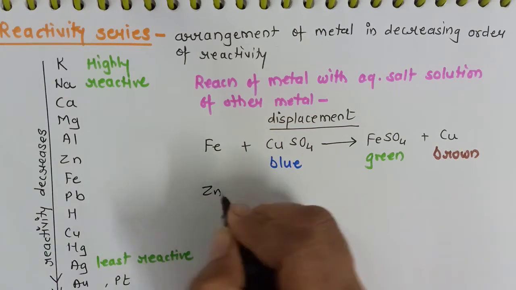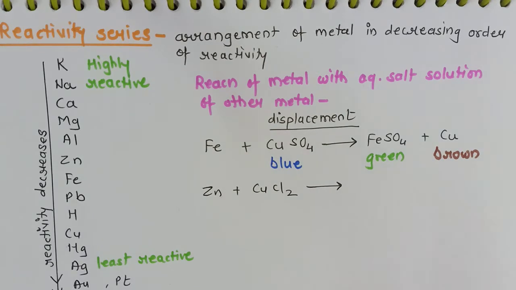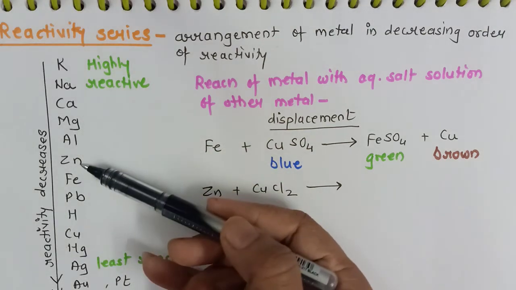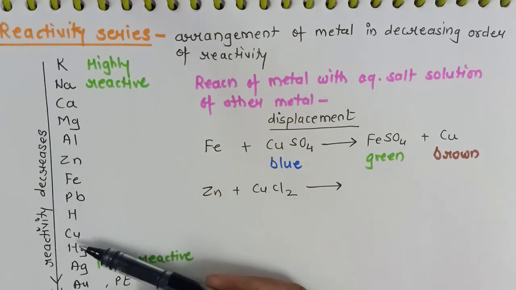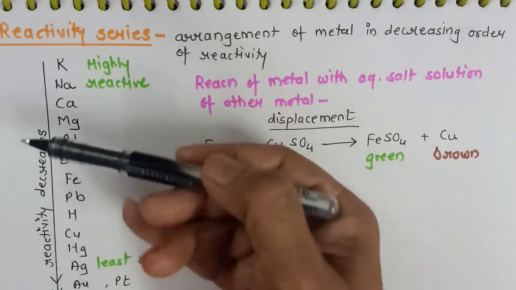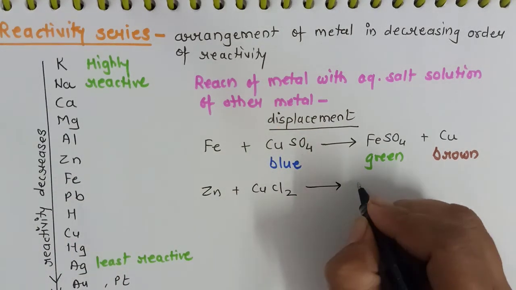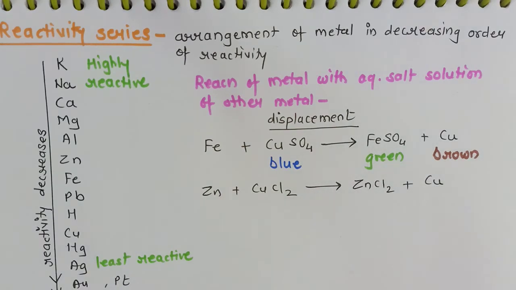How zinc will react with copper chloride? Remember, always the more reactive will displace the less reactive element from its aqueous salt solution. I hope you will be able to guess the answer. Look at the reactivity series. Zinc is placed above copper, copper is placed below zinc, and therefore zinc can displace copper. The above elements can displace the lower elements, but the lower elements cannot displace the top one, and therefore the product will be ZnCl2 plus copper.